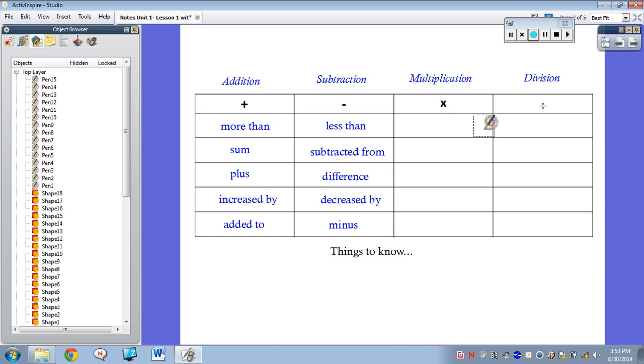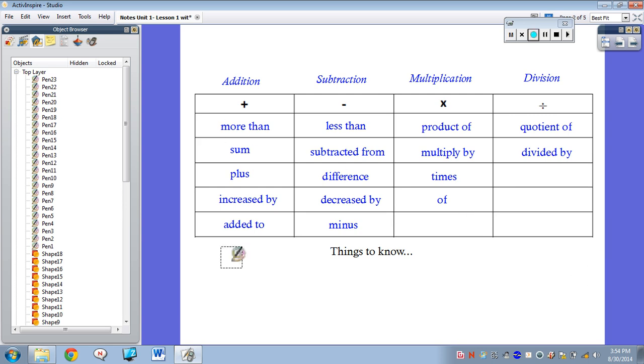All right, words that represent multiplication, product, and we've already talked about product. Multiply by, times, so like 4 times 2 would be multiplication. And then the little word of also, if you see something of something, that operation is also multiplication. All right, and then division, there's only a couple. You've got quotient, and we've talked about quotient already, and you have divided by. I believe that's it.